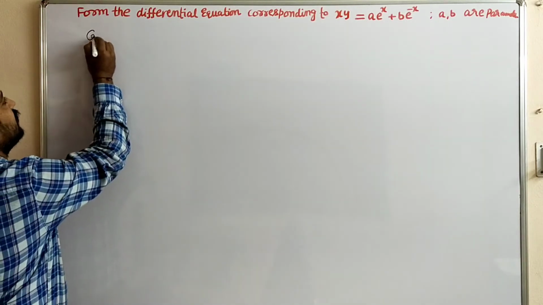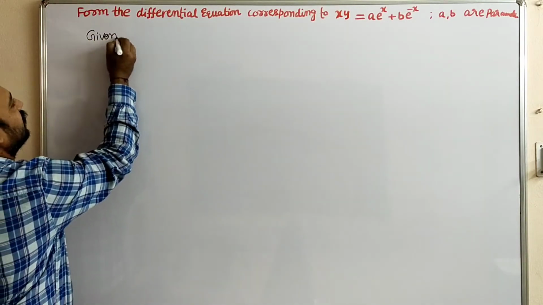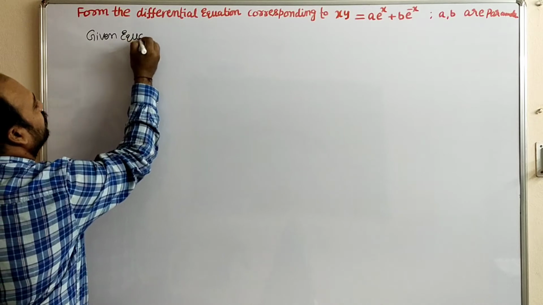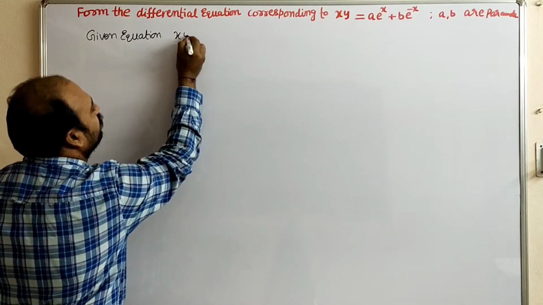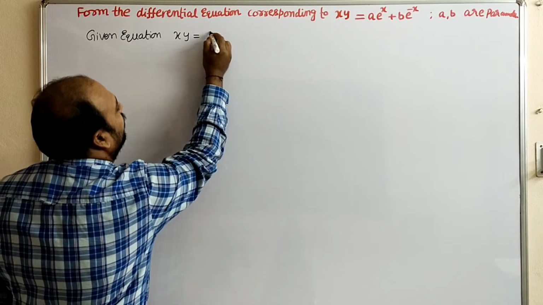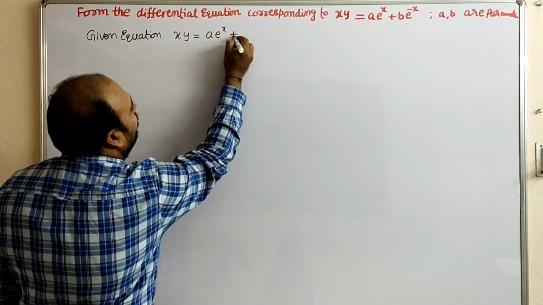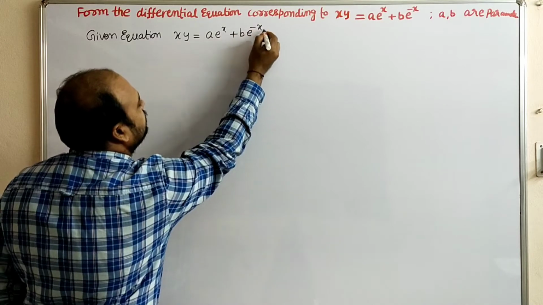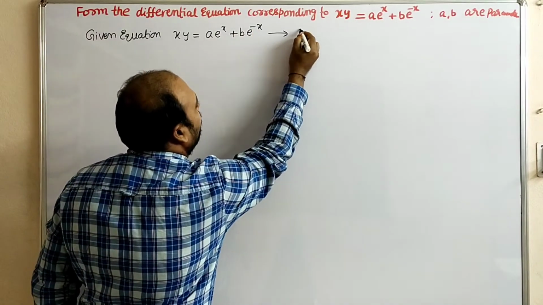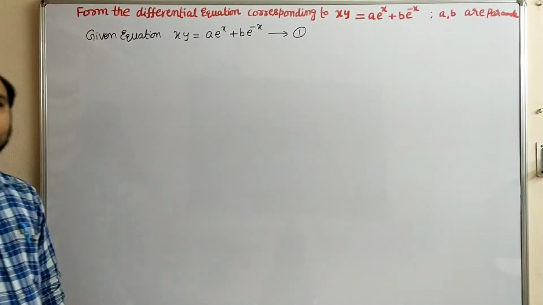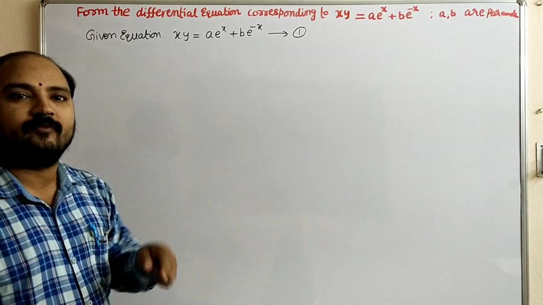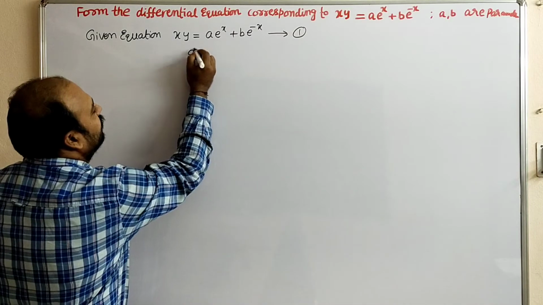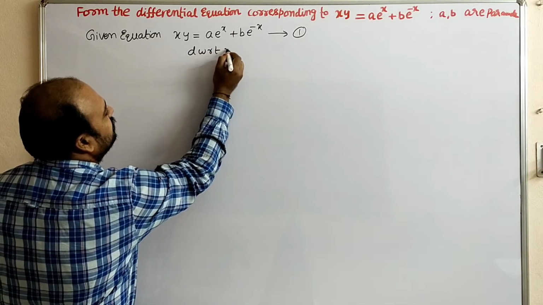Given equation: xy = a e^x + b e^(-x). Put it as equation number 1. So first you have to differentiate. Two constants are there, so one time first you have to differentiate with respect to x.